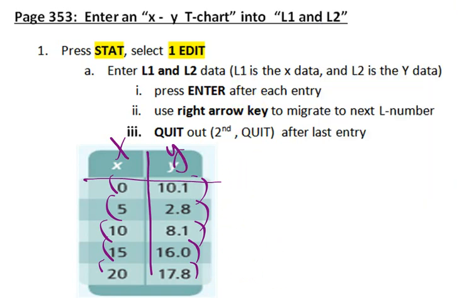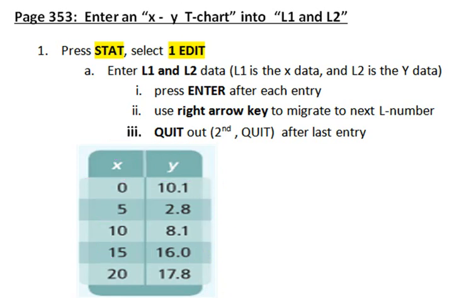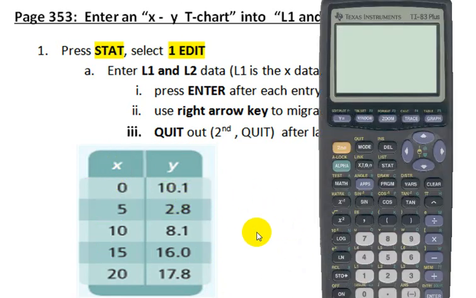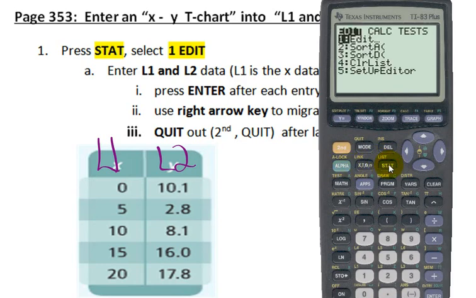So we're going to enter all these in something we're going to call L1 and L2. To do that, we're going to start off by pressing the Stat button right here, two to the right from the alpha, the green button. Now you want to select 1 for Edit.